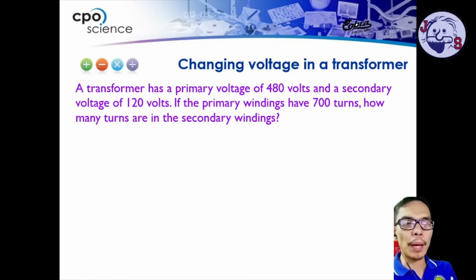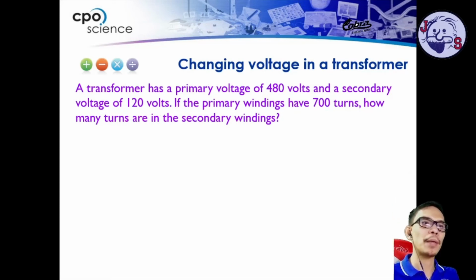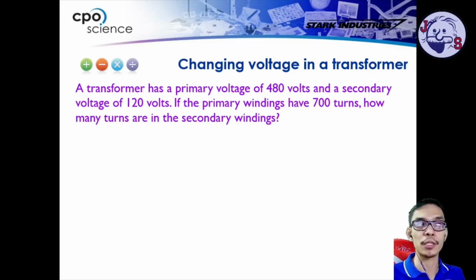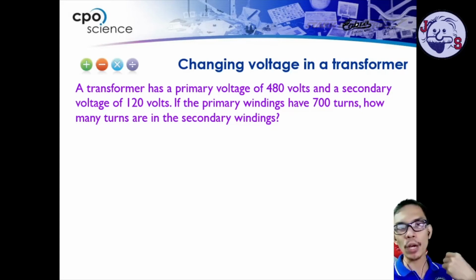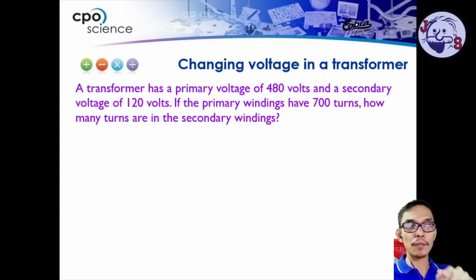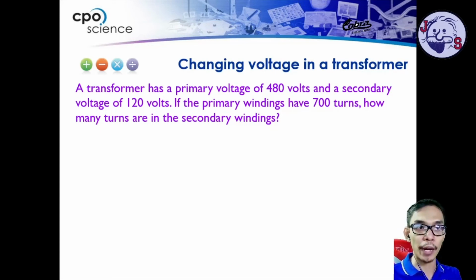Next, problem number 3. A transformer has a primary voltage of 480 volts and a secondary voltage of 120 volts. If the primary windings have 700 turns, how many turns are in the secondary winding? This time we are looking for the number of turns in the secondary coil. You can pause this video again if you want to answer it beforehand.